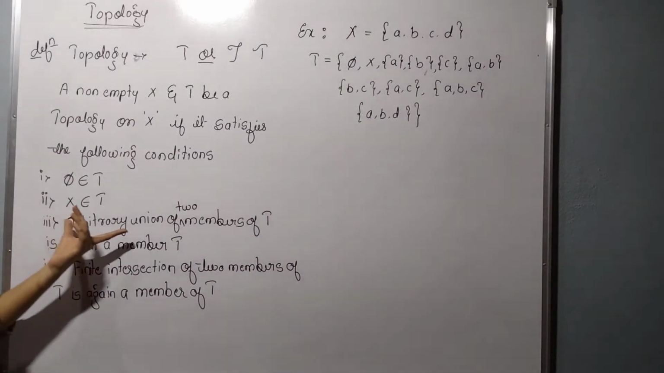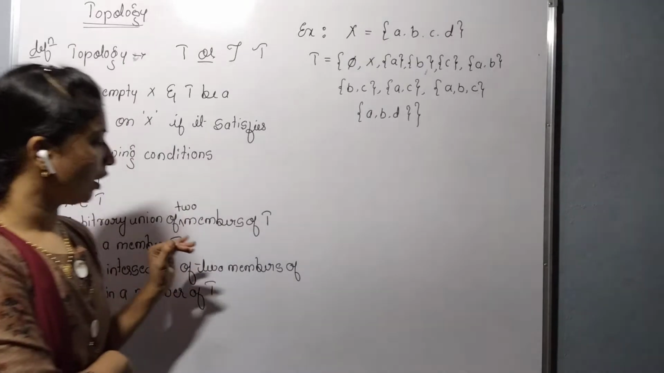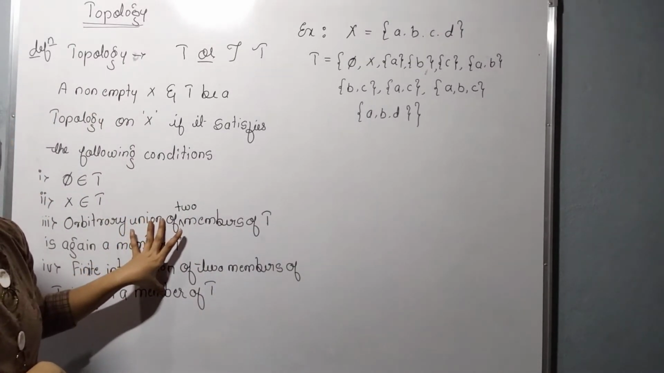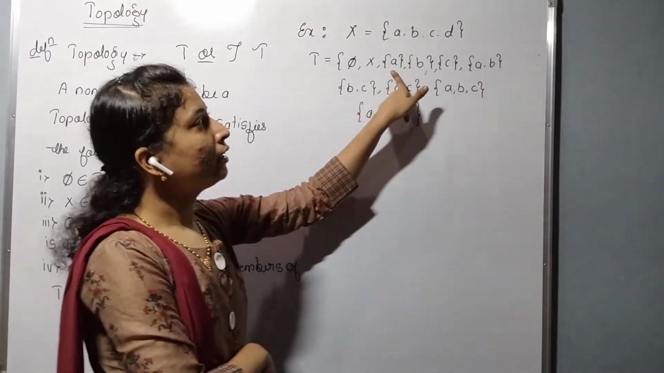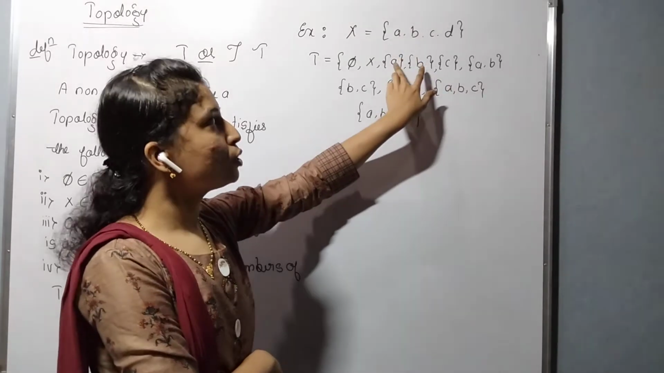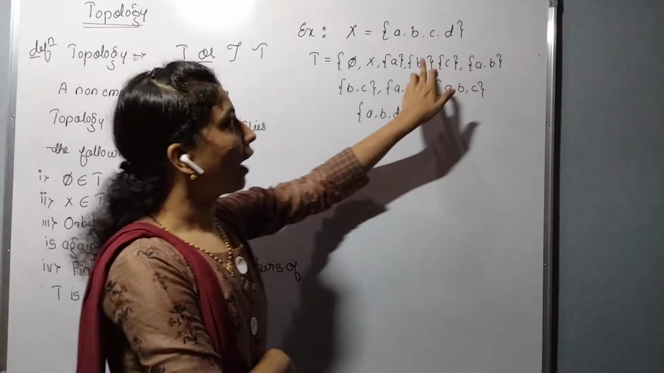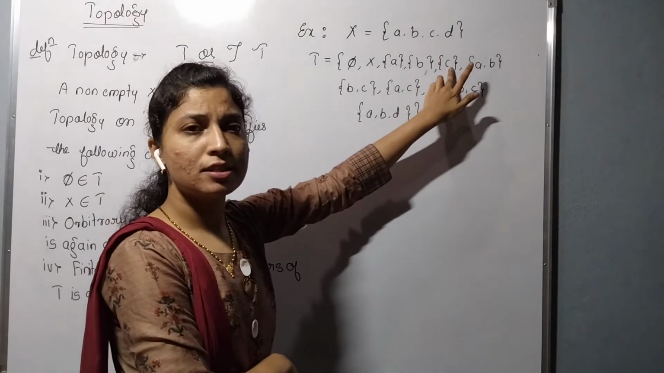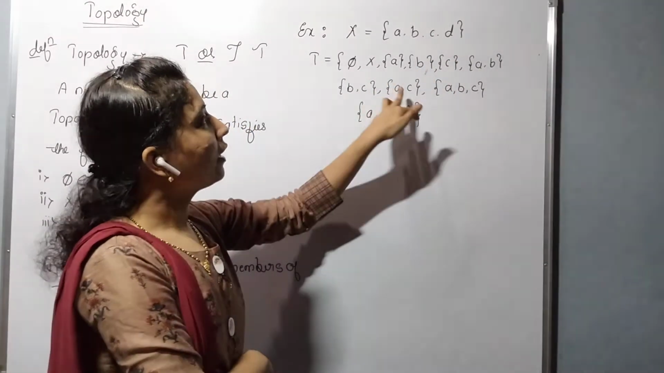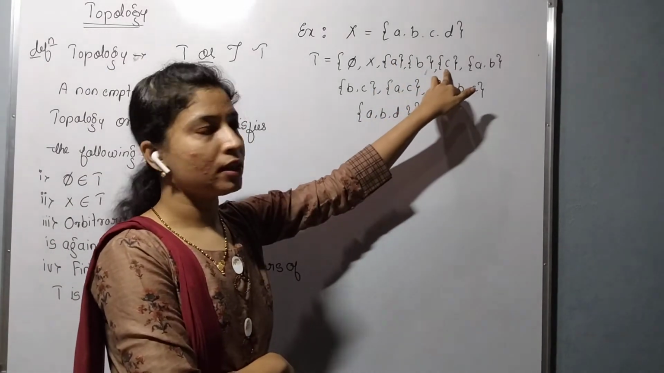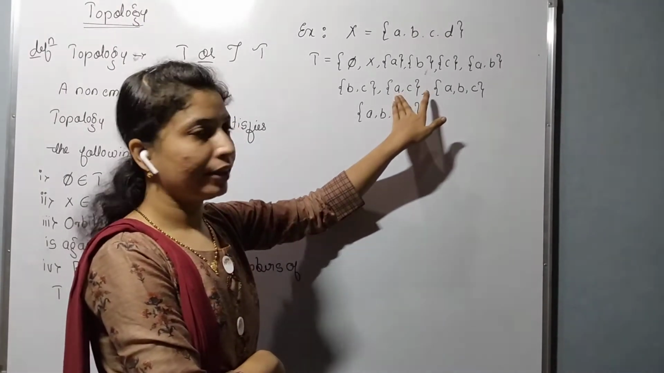Then third condition, arbitrary union of two members of tau is again a member of tau. Here we have to check these two conditions, third and fourth condition, for all the members of tau. If I consider singleton A and singleton B, union of these two sets is AB, it is already existing in tau. And singleton B union singleton C, again it is BC, then already it is existing in tau. And next will be singleton A and singleton C, union of these two sets is nothing but set AC, already it exists.